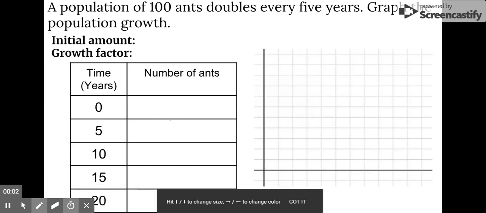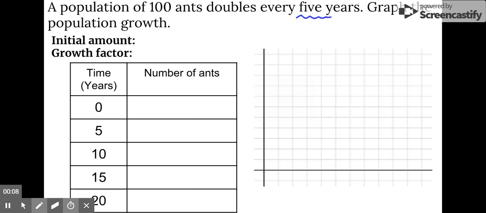Next example. So now we have a population of 100 ants that doubles every 5 years. Graph the population growth. All right, so what's the initial amount here? Initial amount, we have 100. Okay, 100 ants in the beginning. So year 0, we start with 100 ants.